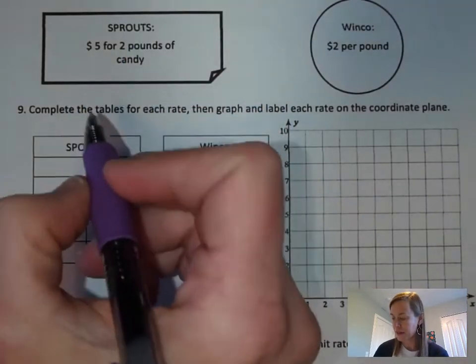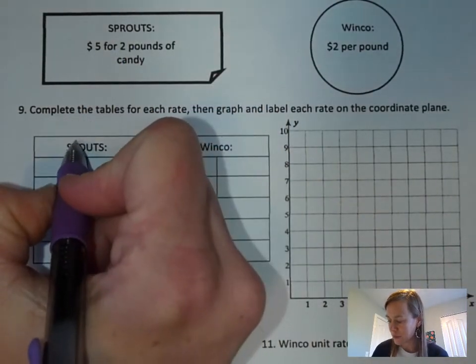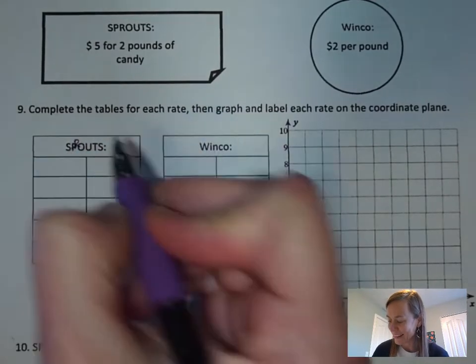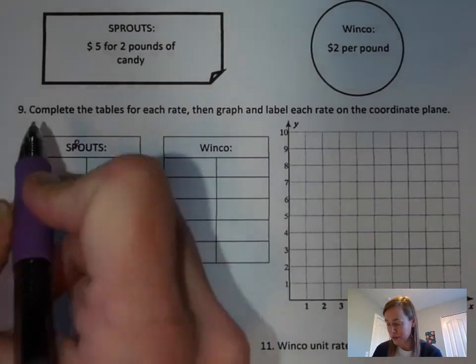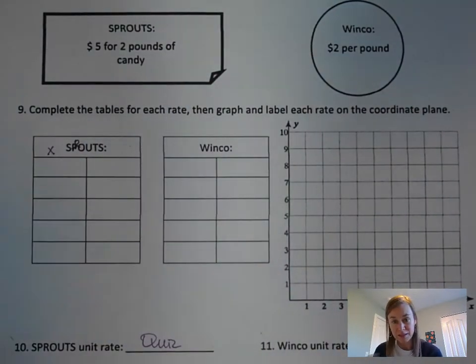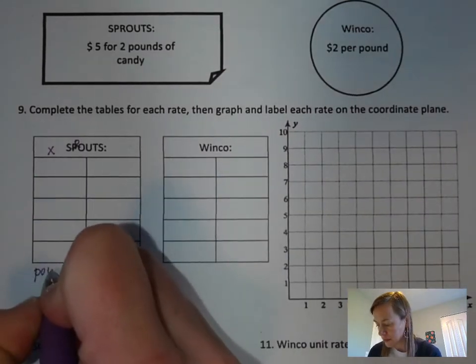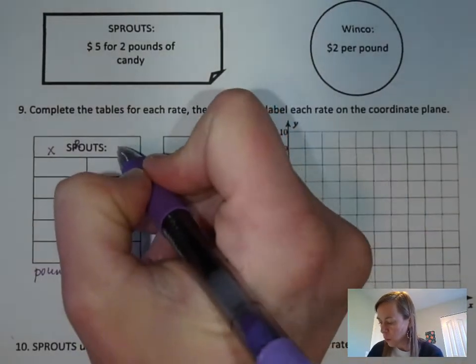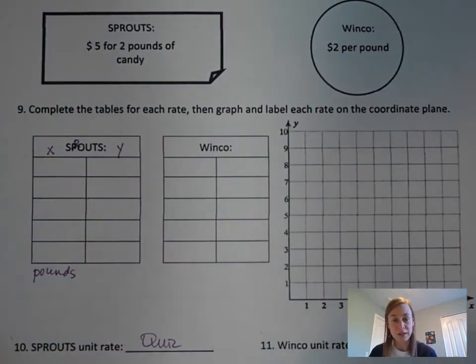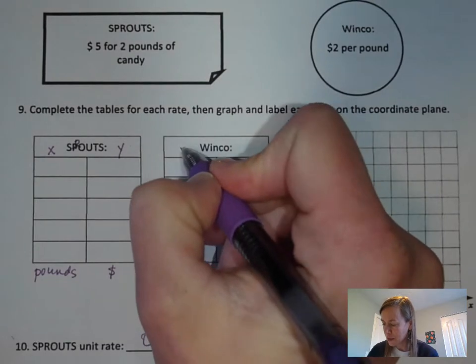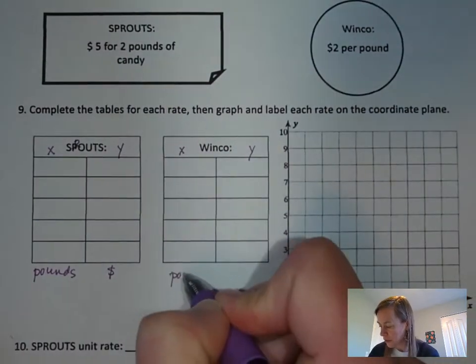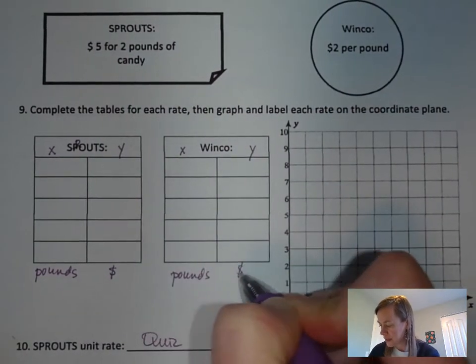Okay, so Sprouts, I think we need a little R in there, don't we? Sprouts. There we go. Sprouts, we're going to put the pounds over here on the left. So this is the X side, right? Because it's on the left. The X side is going to represent how many pounds. And then over here on the Y side, we're going to put how much money it costs, the dollars. And I'll just write a little dollar sign. Now for Winco, it's going to be the same. So I'll just copy that over, pounds and dollars.